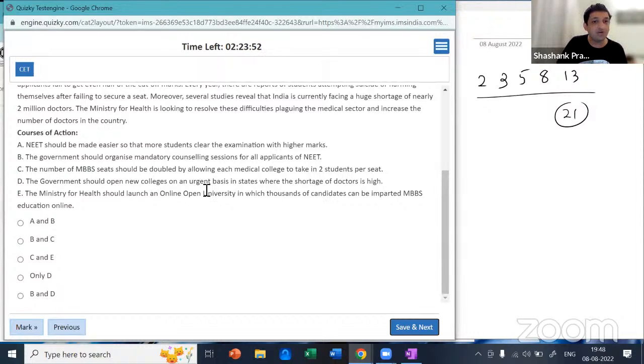Okay, the government should open new colleges on an urgent basis where the shortage is, but again, it is similar to C. Okay, at least open new colleges sounds better than doubling each medical college, and again, it will not go from 88,000 to 2 million anyway. So only D or B and D. Mandatory counseling is not practical for all applicants. No, people who clear the cutoffs, yes. So I think only D makes sense.